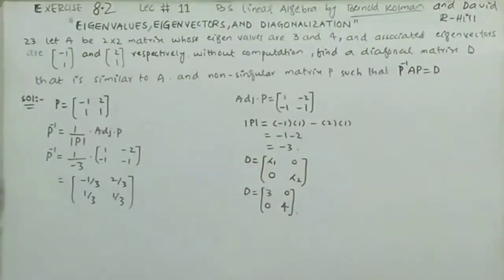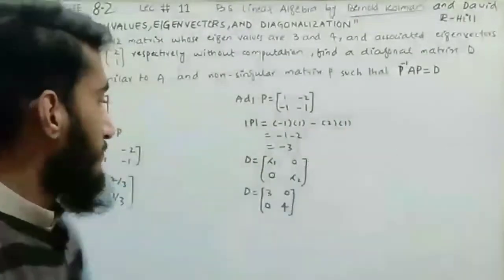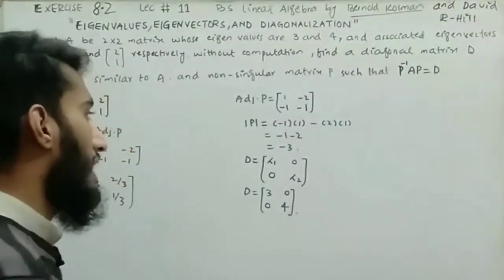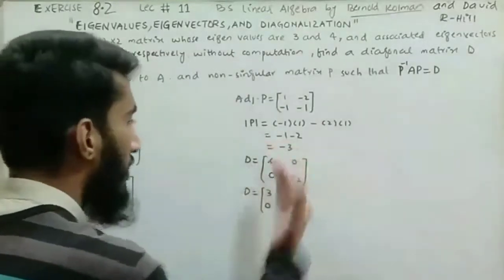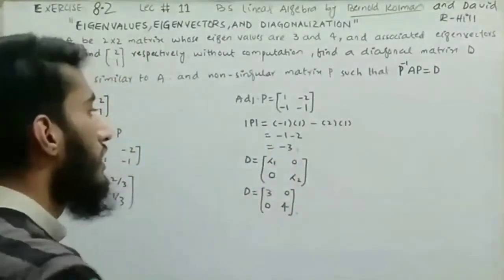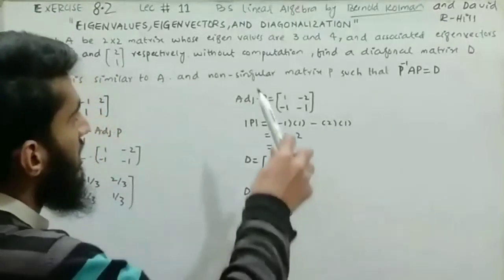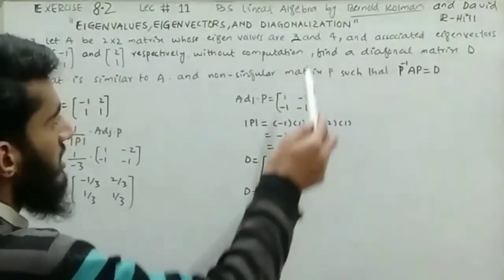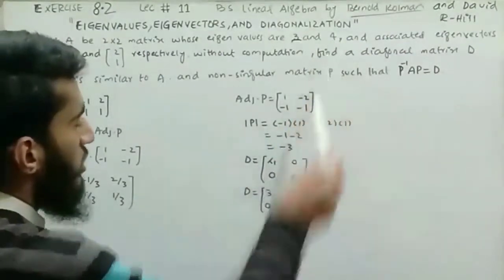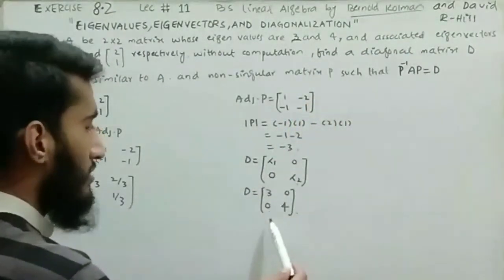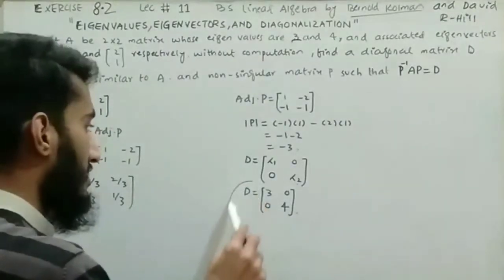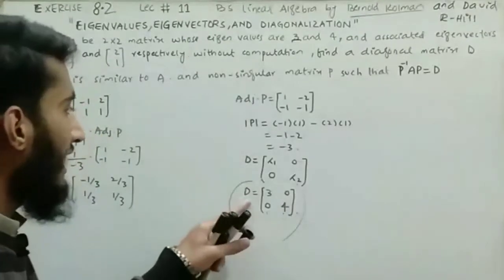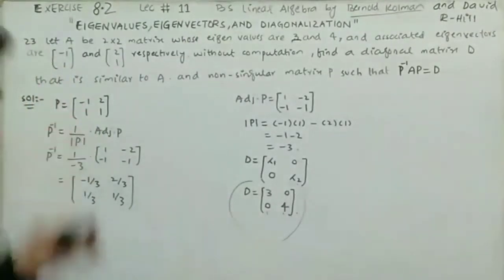After this, we need the diagonal matrix D. Remember, in the diagonal matrix, the diagonal entries will be the eigenvalues and the non-diagonal entries should be 0. Lambda 1 is the first entry, which is the first eigenvalue 3. So over here put 3, and lambda 2 is the second entry, which is 4, and the non-diagonal entries come down as they are. It means the diagonal matrix D is equal to 3, 0, 0, 4. So this is the required diagonal matrix D and this is the required matrix P.